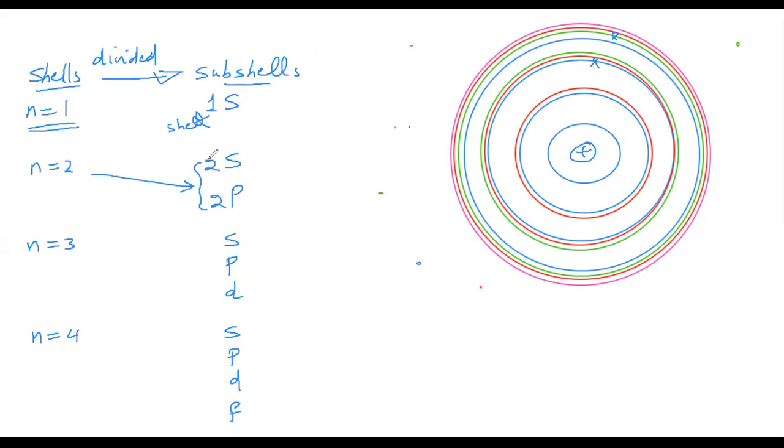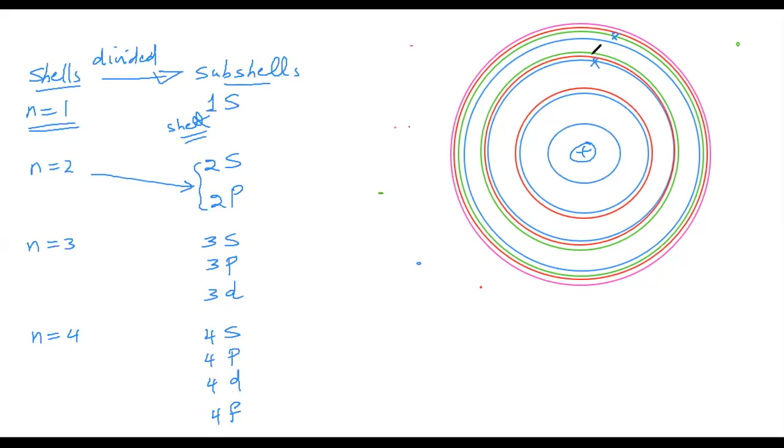So the number denotes the number of the shell. Here we have 3S, 3P, and 3D. This is the number of the shells. And here we say 4S, 4P, 4D, and 4F. So we put a letter and we put a number. The number denotes the number of the shell, and the letter denotes the subshell.